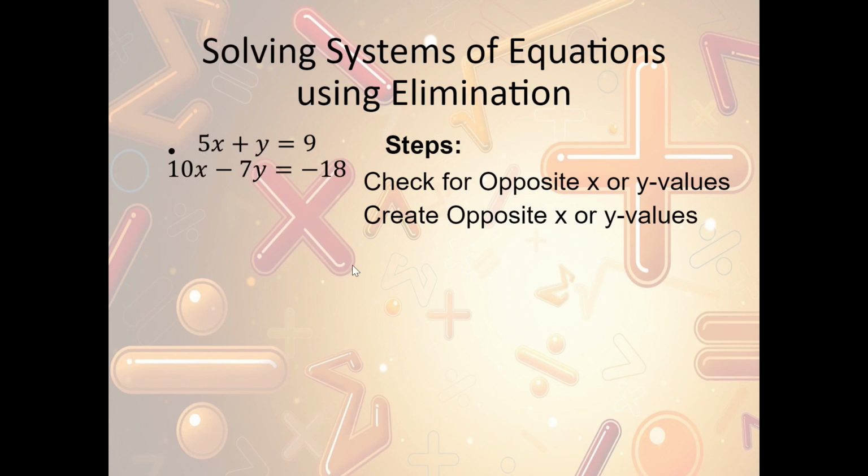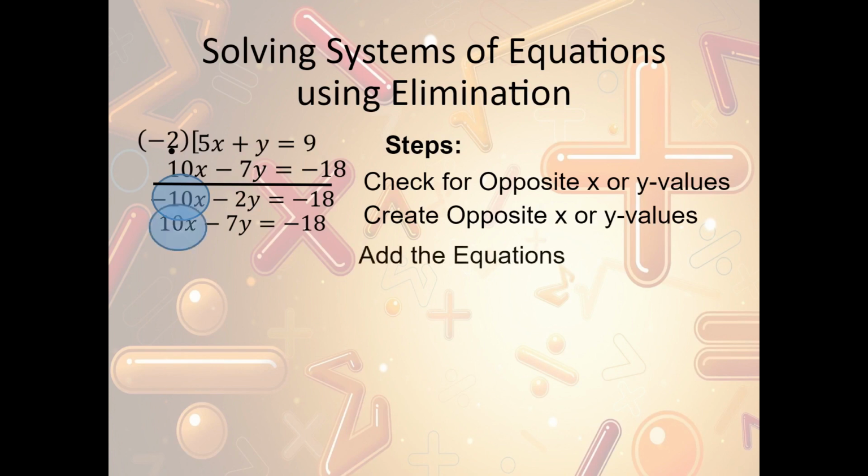I usually want to multiply by the smaller number because it keeps everything a little easier to manage. But it doesn't matter either way. This time I'm going to multiply by negative 2. So I get negative 2 times 5x is negative 10x. Negative 2 times y is negative 2y. And negative 2 times 9 is negative 18. So now I have negative 10x minus 2y is equal to negative 18. And the bottom one just drops down. So I have 10x minus 7y is equal to negative 18. And now I have opposite x values.